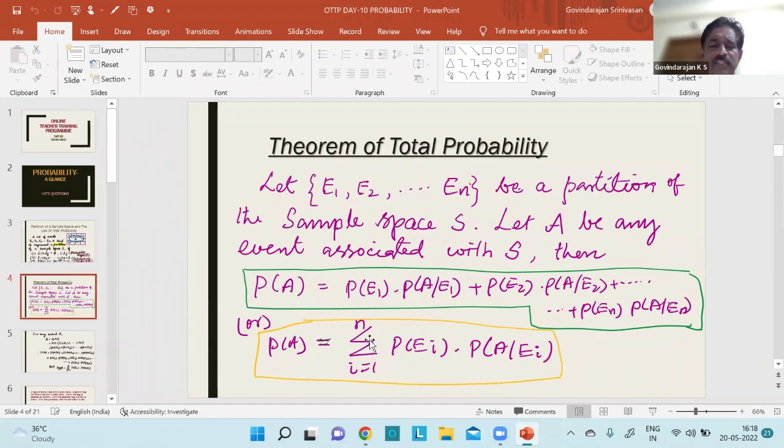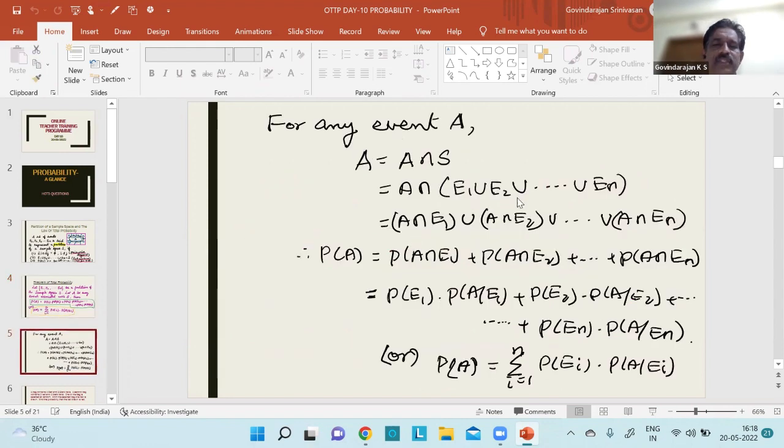Or otherwise, using the summation notation, sigma i equals 1 to n, probability of Ei into probability of A given Ei. That means the sum of all is represented using the summation notation. So that is the total probability theorem. How is this theorem derived? Even though the proof is not required, it is a simple concept, the proof of this theorem.